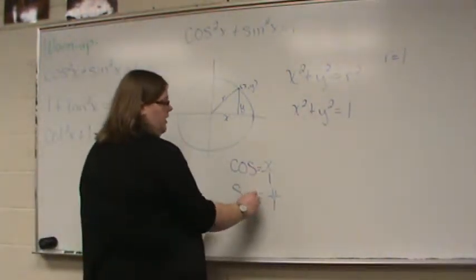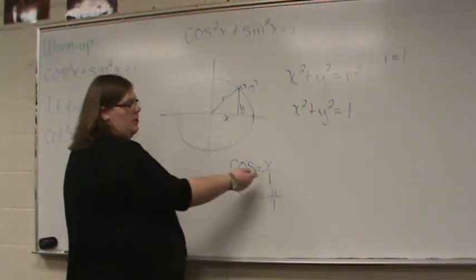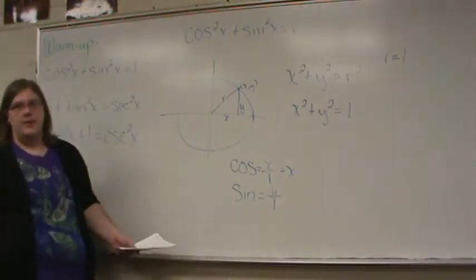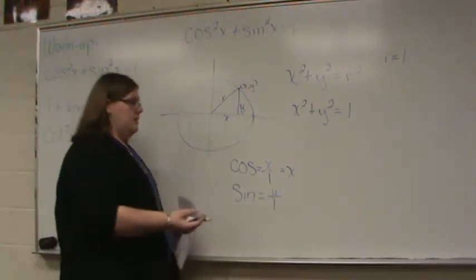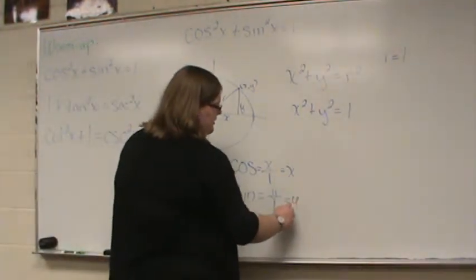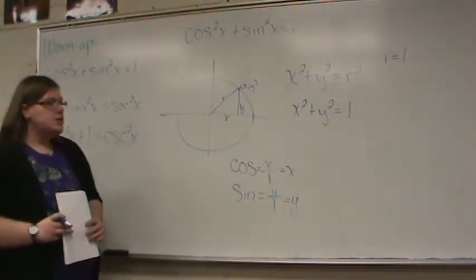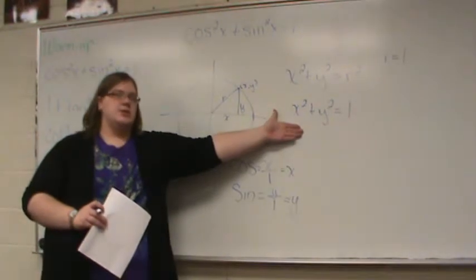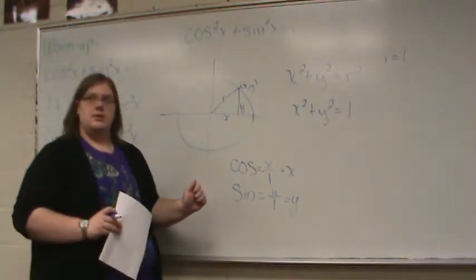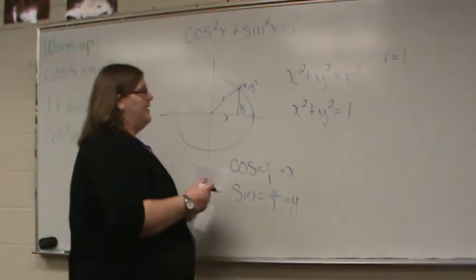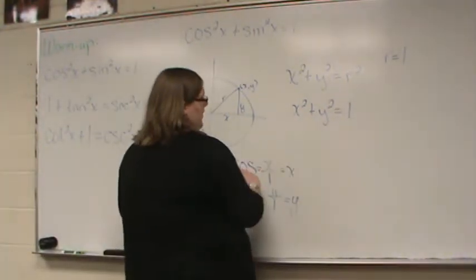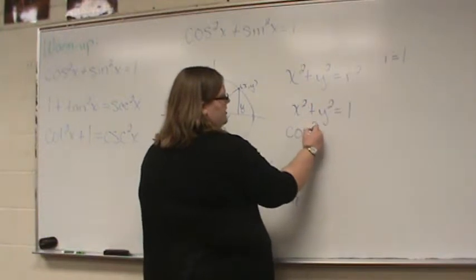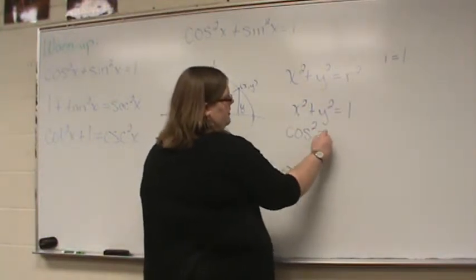So we know that cosine is just equal to x, because anything divided by 1 is itself. And the same thing for sine. So given that information, what can we do with this equation? We can plug it in. Let's look at it. We know that cosine is our x, so this becomes cosine. We keep the squared.